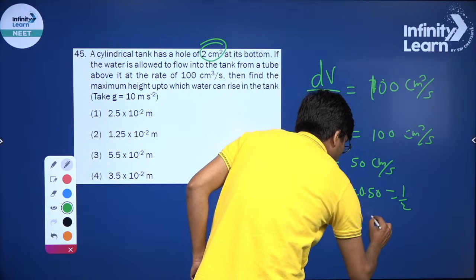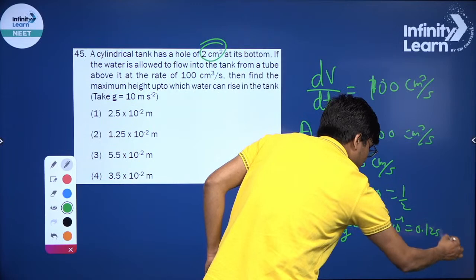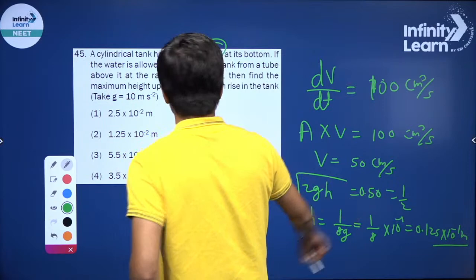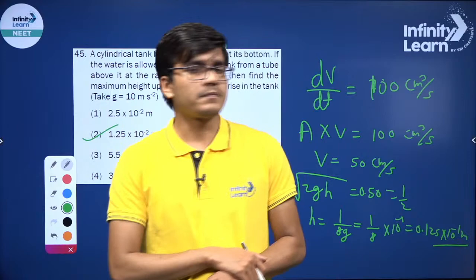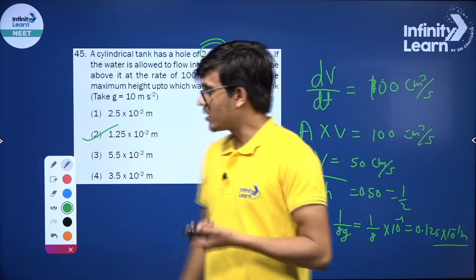Alright, so it will be 1 by 8 into 10 to the power minus 1, or you can write 0.125 into 10 to the power minus 1 meter. Just match with the options, it is 1.25 into 10 to the power minus 2 meter, that is in the second option. Right? Very simple question, I should say, but good question. Simple but good question. Two formulas are there to mix them.